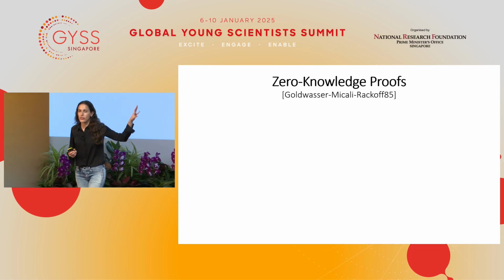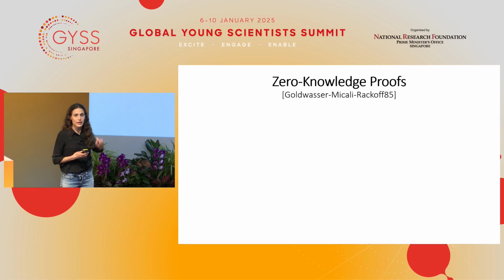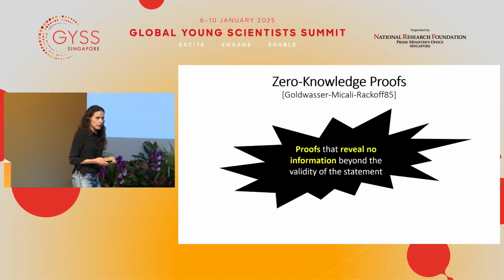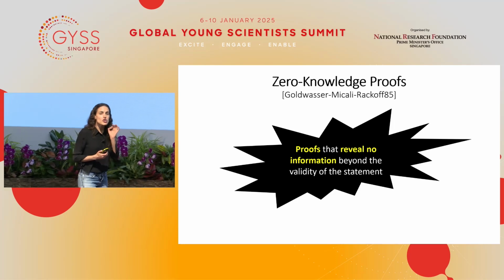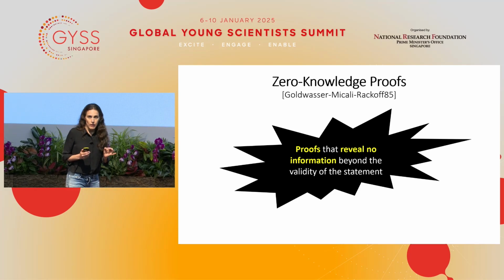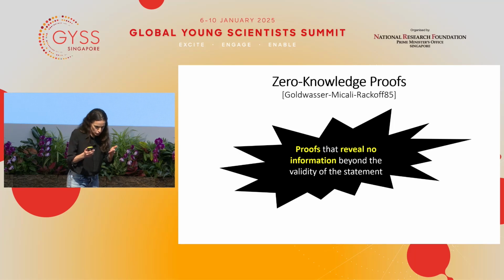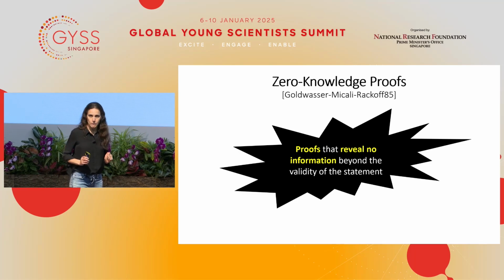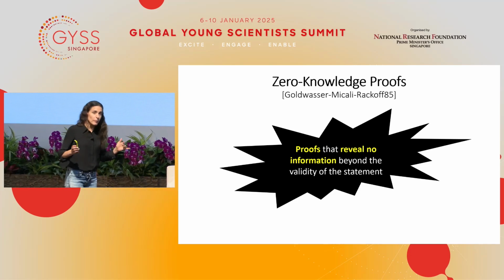It started with the notion of zero-knowledge proofs, introduced in the mid-'80s. So what is a zero-knowledge proof? A zero-knowledge proof is a proof that reveals no information about why the statement is true. You read the proof, you verify it, but you get no information about why the statement is actually true.